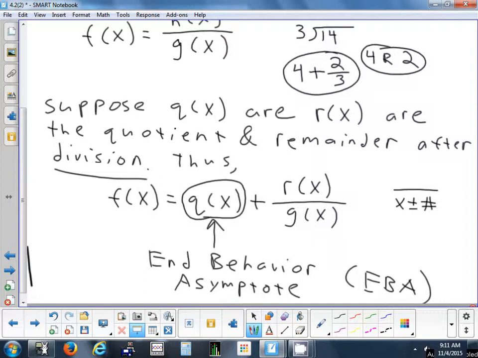Are you going to show us examples of both synthetic and long division? Yeah, I think we'll do one of both. Just to double check, so if the bottom was x minus 3, then you divide by positive 3. Yes, if you're doing synthetic, it's the number after the minus sign. Okay. Yeah.